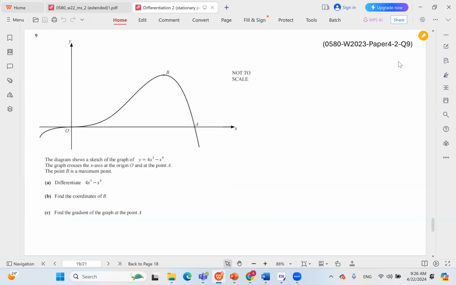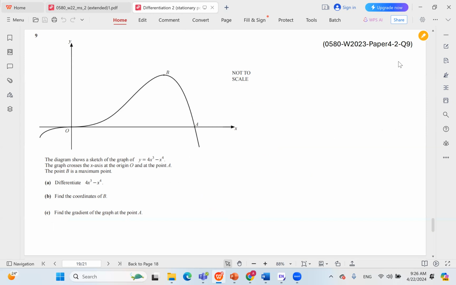So for the final question or problem in this video, we have a diagram that shows the sketch of a graph of y equals 4x power 3 minus x power 4. The graph crosses the x-axis at the origin and at the point A. The point B is a maximum point.